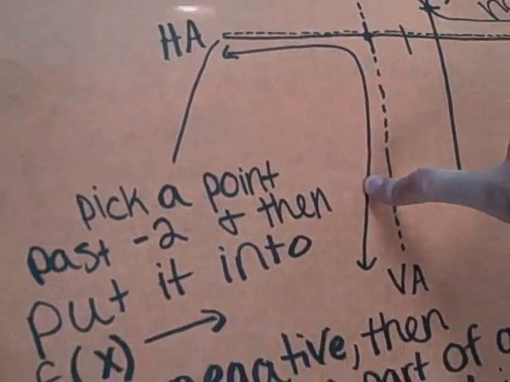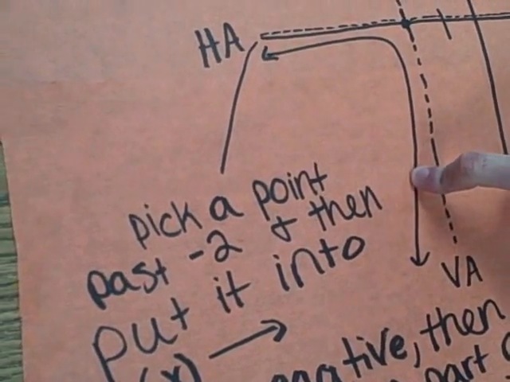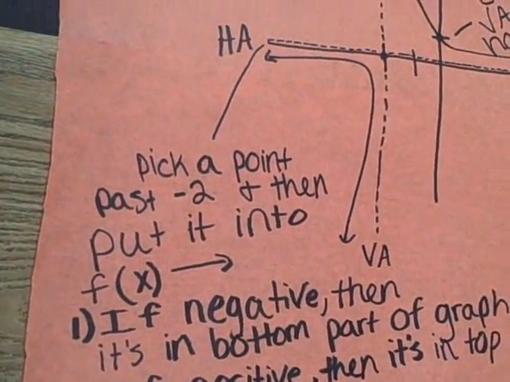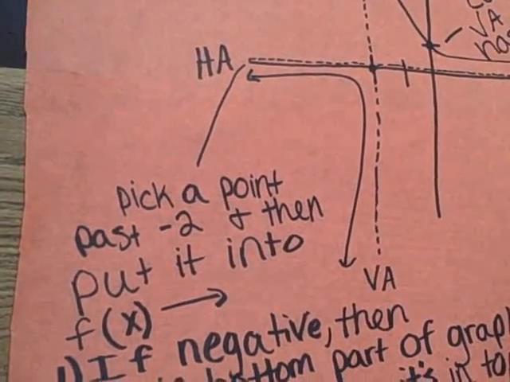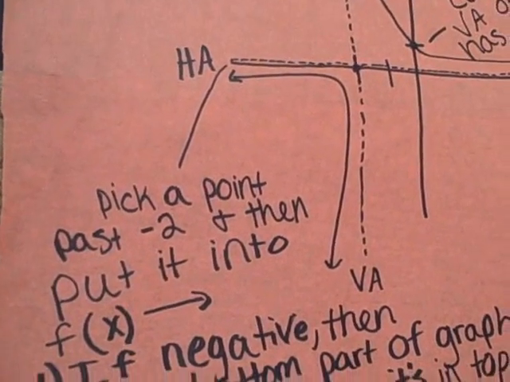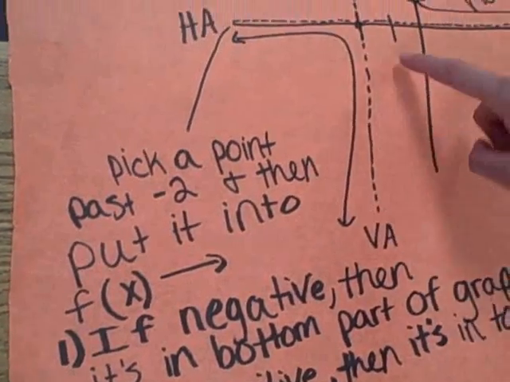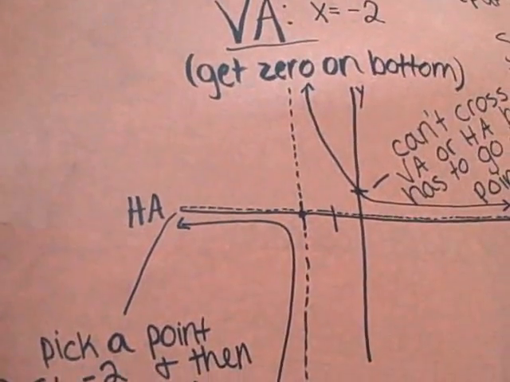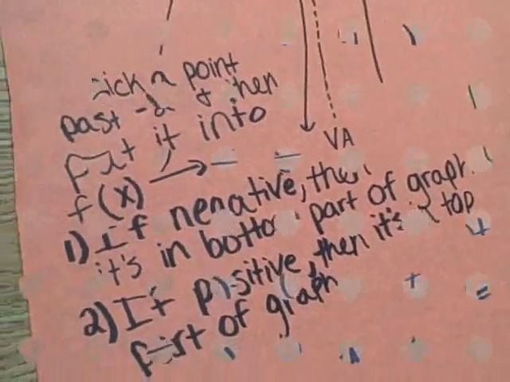And this line here, to figure out where your curve is, you have to pick a point past -2 and put it into your equation up there. So we put in -3. So if it's negative, then it's going to be on the bottom like this. And if it's positive, then it's going to be on the top part of the graph. That is problem number 7.